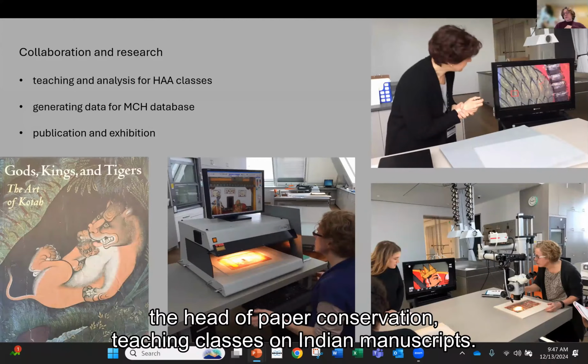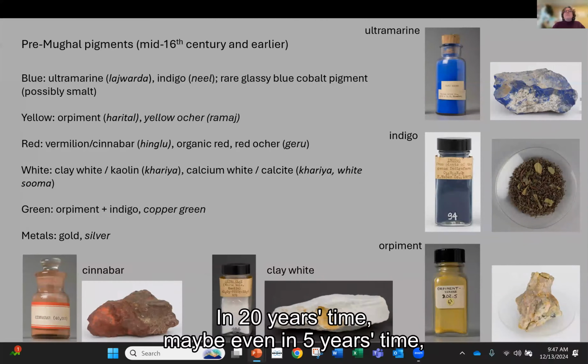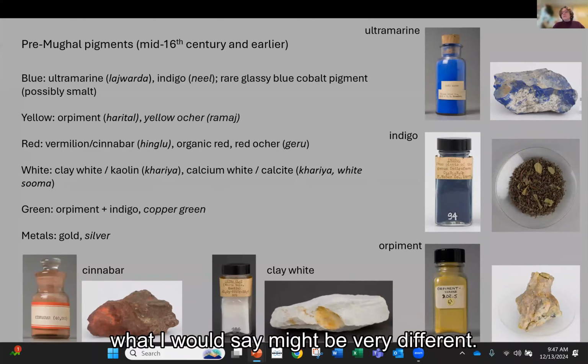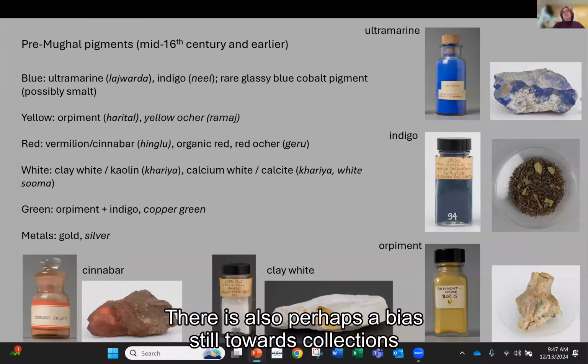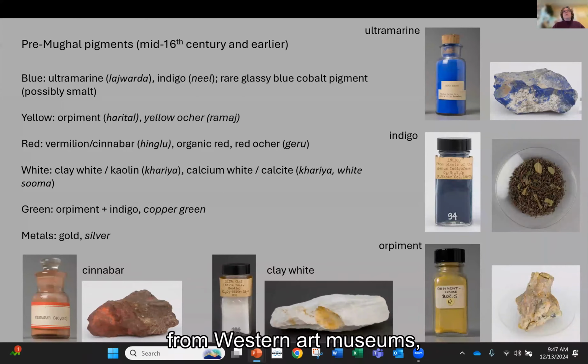So with all that in mind, what have we found from looking at the data, both our own data and that available in the Mapping Color in History database? I should stress that all the comments I'm going to make are based purely on the data we have today. In 20 years' time, maybe even in 5 years' time, what I would say might be very different. There is also perhaps a bias still towards collections from Western art museums, and this is why working with institutions in India is so vital. I've tried to indicate the Hindi names, as Celia and Anjali were stressing. However, of course, these are not necessarily the names that would have been used by the people producing the artworks in historic times.